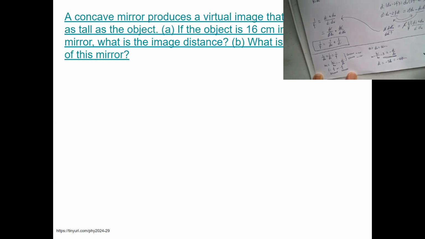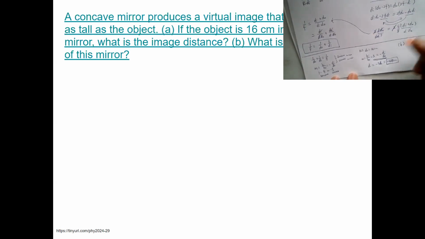That's the first one we are looking for: what's the image distance? We just solved that one. Part B is asking what's the focal length of the mirror. Now we have do and di, so from the first equation, the mirror equation, you can solve for your focal length. You're just plugging in numbers.